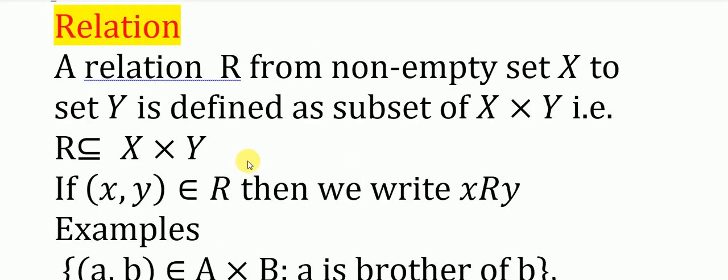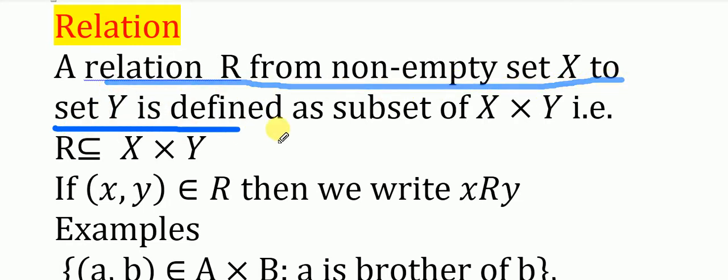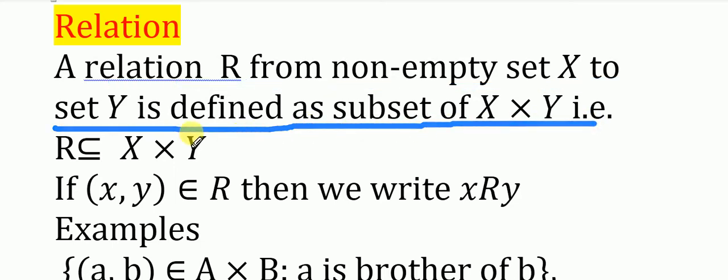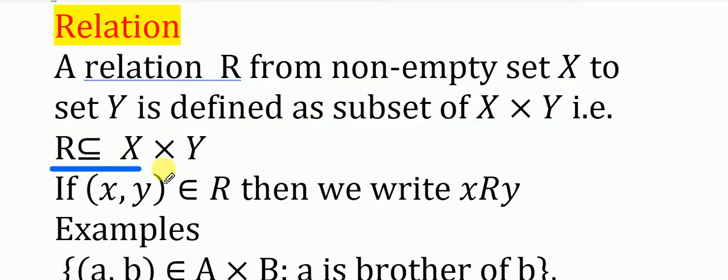Now we will see what a relation is. A relation R from a non-empty set X to a set Y is defined as a subset of X cross Y. That is, R is a subset of X cross Y. A relation is nothing but a subset of the Cartesian product. If the ordered pair (x, y) belongs to this relation R, then we write x is related to y.